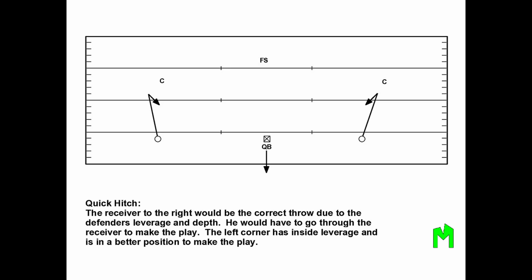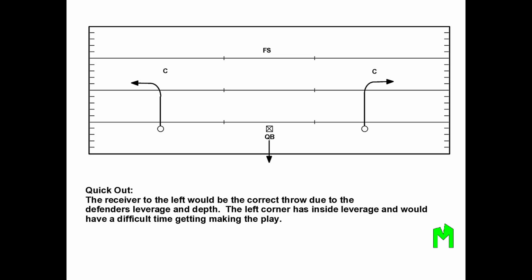quickly. With the quick out, the left receiver becomes the optimal throw because the defender's inside leverage makes it tough for him to cover the route effectively. The cornerback is positioned in a way that he can't easily break on the ball to the outside. This opens a window for the QB to deliver an accurate pass to the sideline. Understanding how leverage impacts coverage here is key to exploiting the defense and completing quick, high-percentage throws.